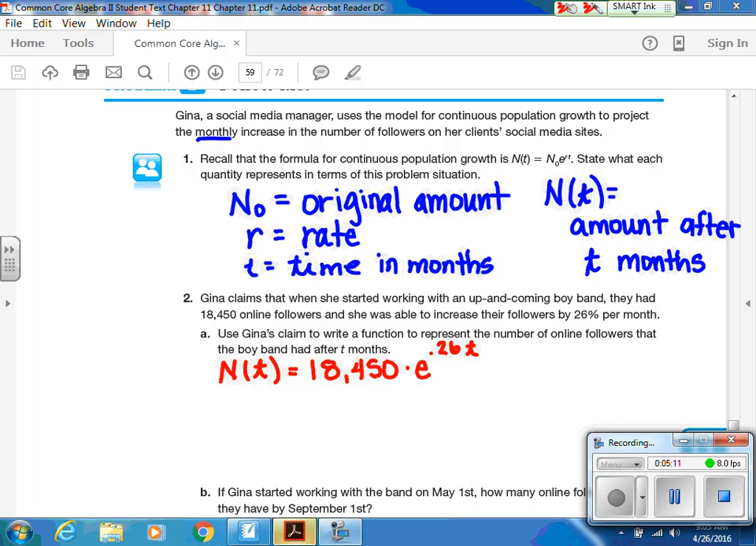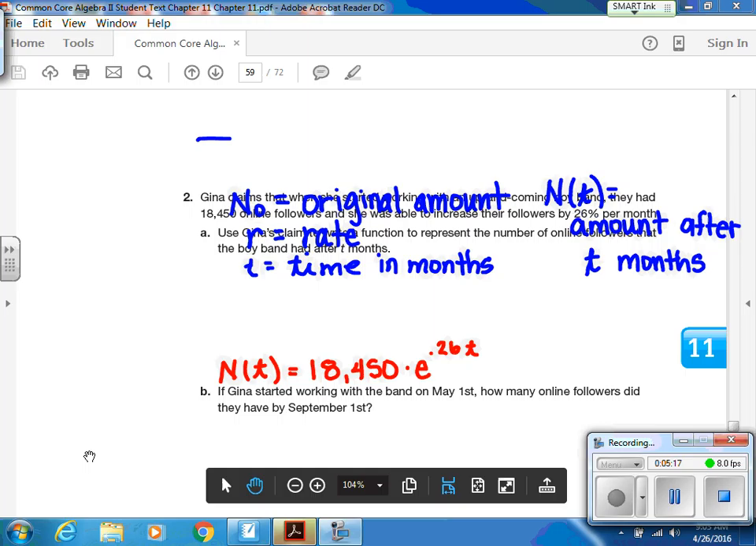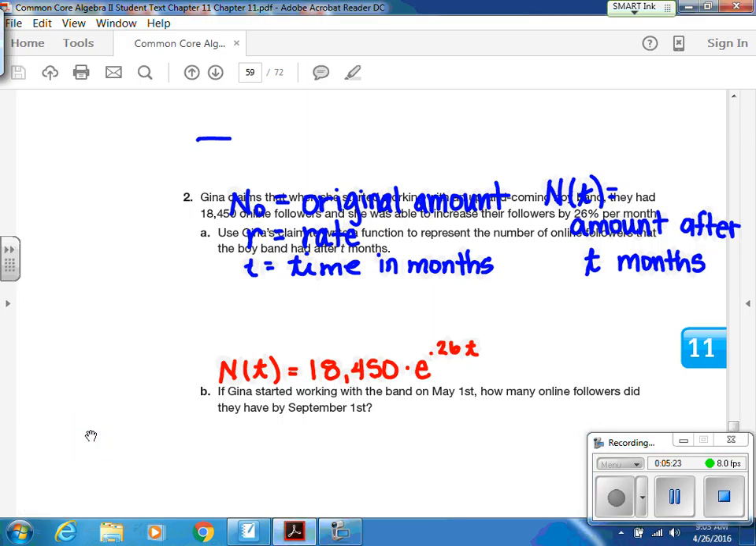18,450. That's what you got. So she started with the boy band on May 1st. How many online followers did they have by September 1st? How many months from May 1st to September 1st? This is hard. 4. Yeah, we all agree that it's 4. Where does the 4 go? In the T. So we're looking at N of 4. That does not mean N times 4.